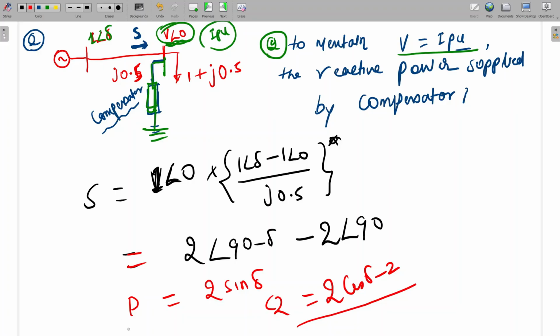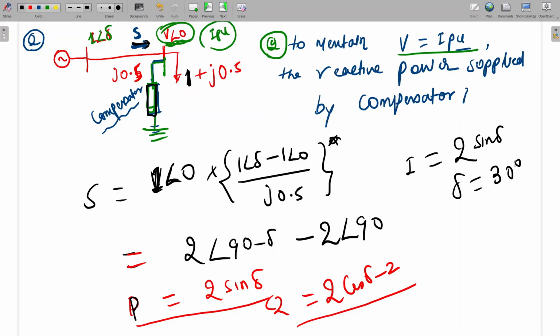Is it clear? These two equations. Is it clear to all? Okay, so from this equation we can calculate the delta value. So what will be the delta? P is 1. This compensator will only supply reactive power, so P here is 1 means this side also P will be 1. So 1 will be 2 sine delta. So delta, how much will it be? 30 degrees.